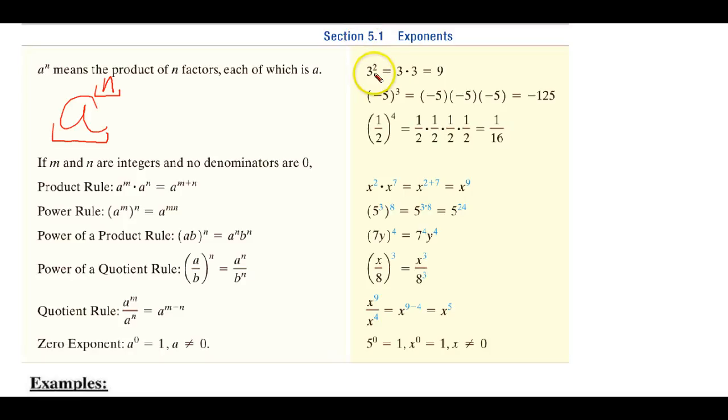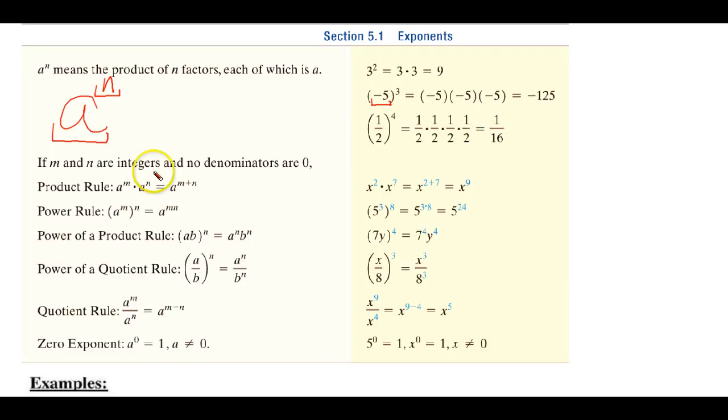So as we look at the example here, we have 3 to the second, which is 3 times 3, which equals 9. Now here we have parentheses, so because of the parentheses, our base is a negative 5, and the negative is included. So 3 negatives give you a negative, and then 5 to the third is 125. Now when we see something in parentheses which is a fraction, the exponent applies to both the numerator and the denominator. So you get this.